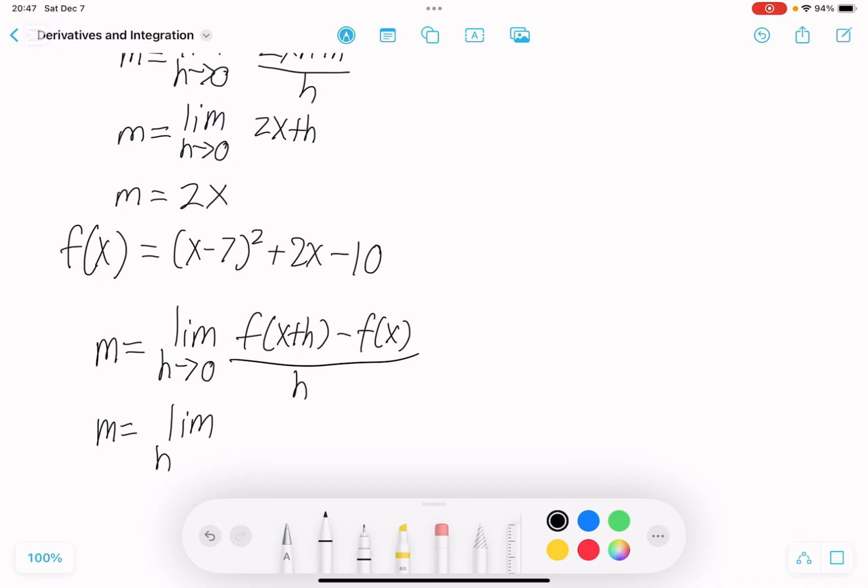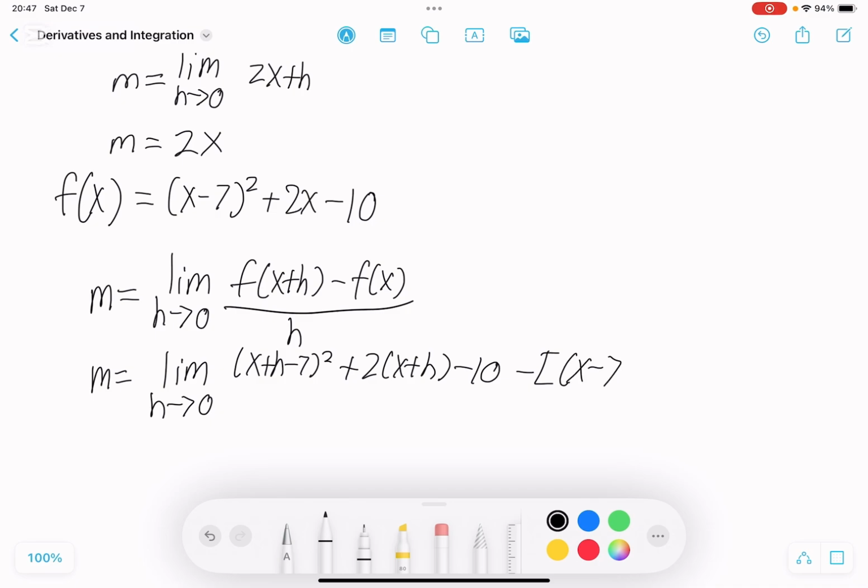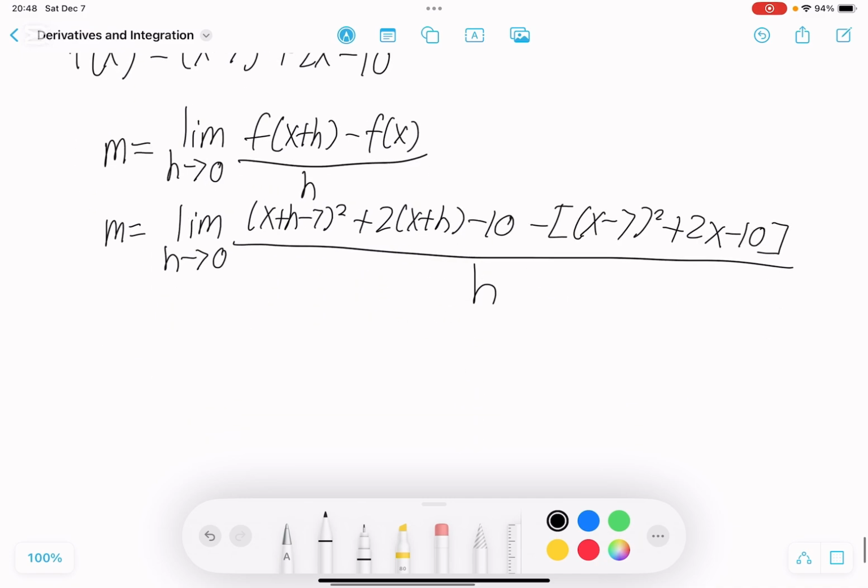the limit as h approaches 0 of, so we can plug x plus h in. So we have (x plus h minus 7) squared plus 2 times (x plus h) minus 10, minus ((x minus 7) squared plus 2x minus 10), over h. Now we evaluate that, which isn't as hard as it looks.